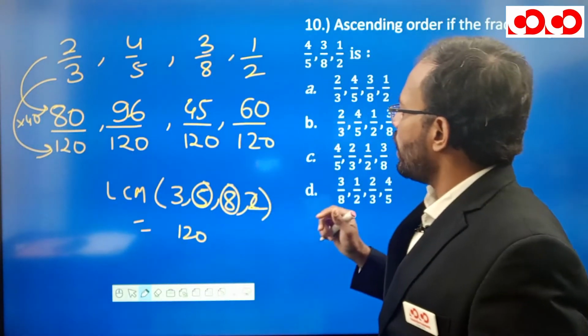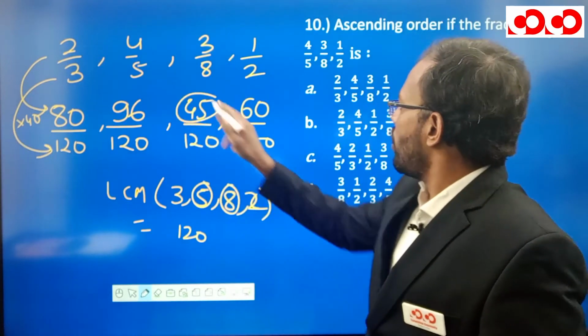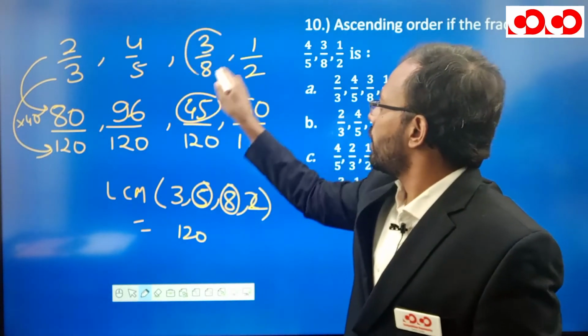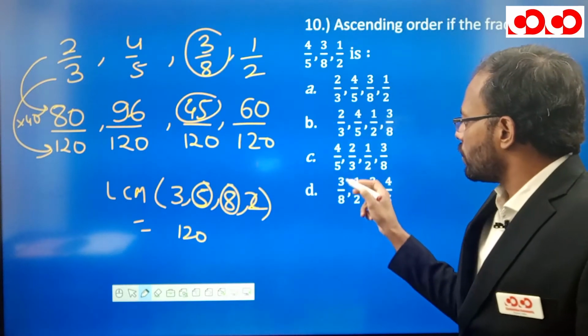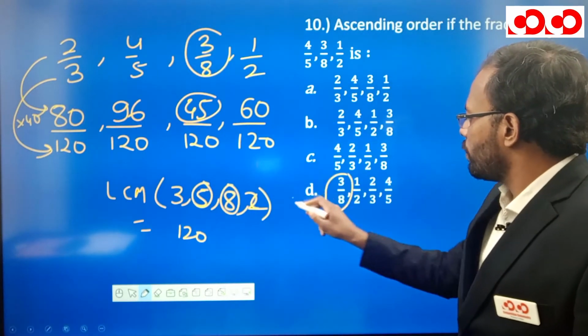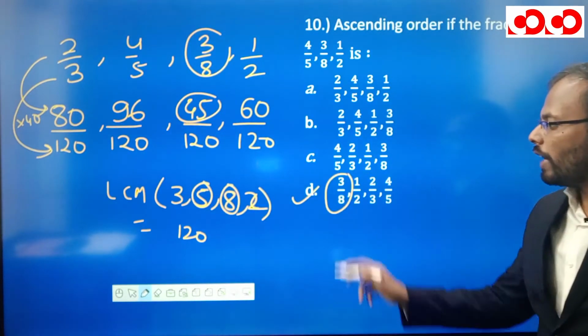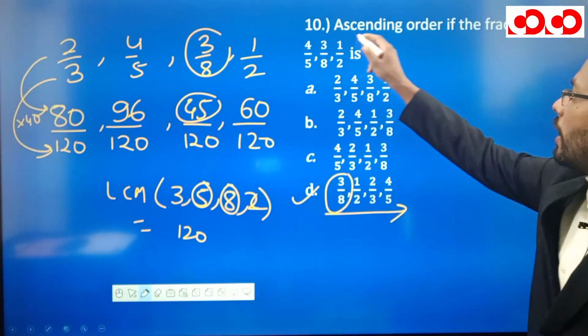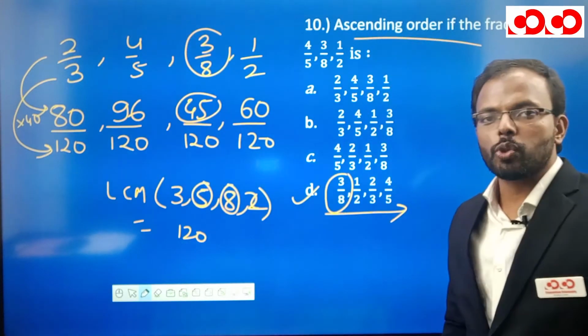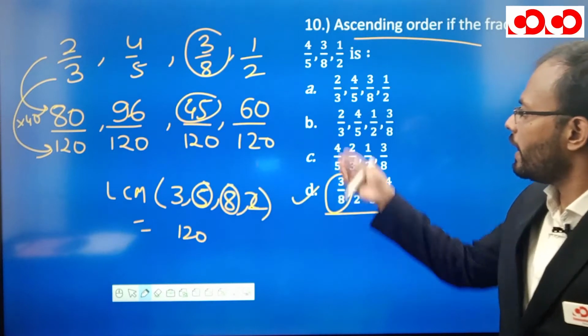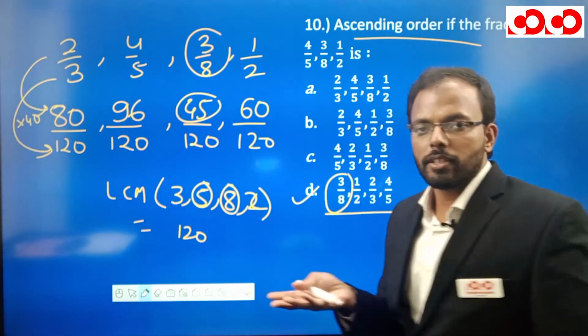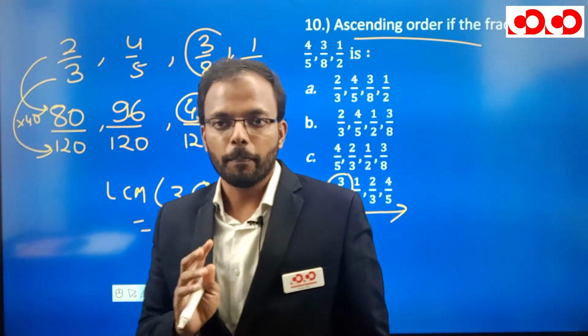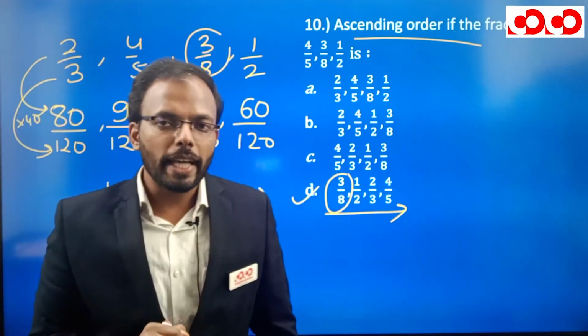So the smallest numerator is over here. The smallest fraction is going to be 3 by 8. So let us check the smallest fraction. It is over here, and D option is the correct answer because we have to arrange in ascending order. Ascending order means smallest to biggest. So the smallest is 3 by 8 and only one option is correct. So it will be solved over here only. I want to tell you one more technique over here.